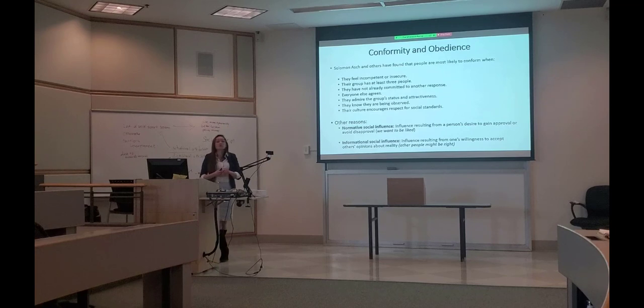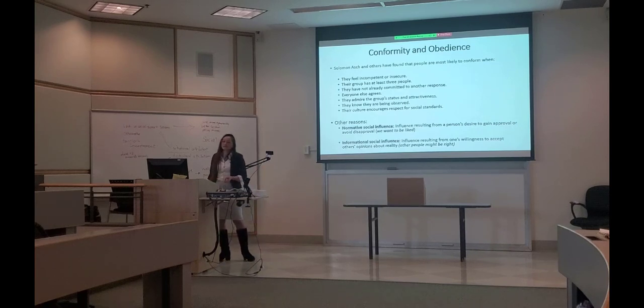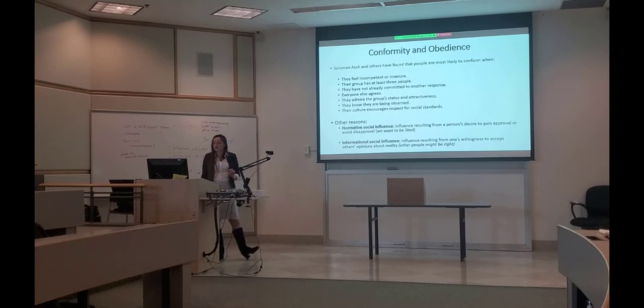Now, people are more likely to conform when they see the other people as high status. So let's say you're in this group and the other people are children. Well, you're the grown up and maybe they're wrong. But let's say they're all geometry professors. Now you might go along with what they're saying. People are more likely to conform when they know they're being watched.